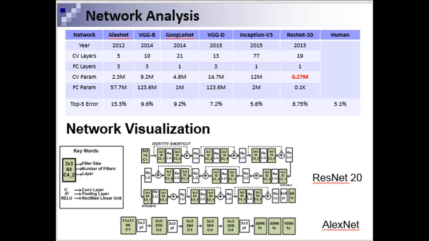Below, I'm showing a visualization of ResNet 20 and AlexNet. ResNet 20 has 19 convolution layers, as we talked about before, and 1 fully connected layer at the end for classification. AlexNet has 5 convolution layers and 3 fully connected layers at the end.